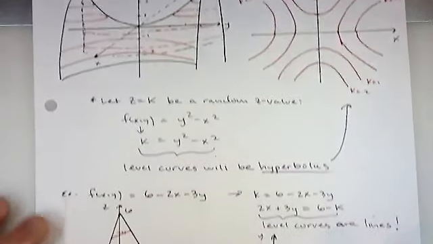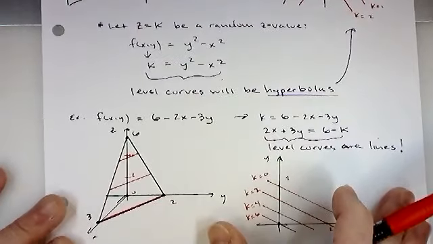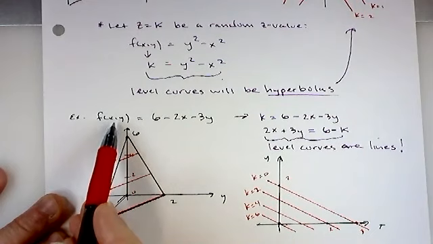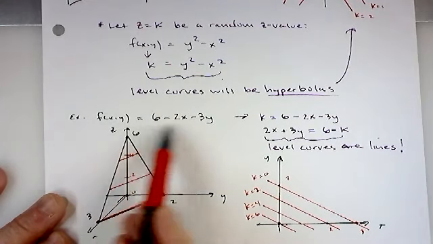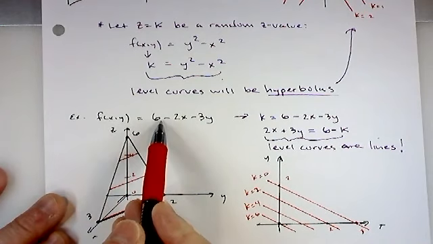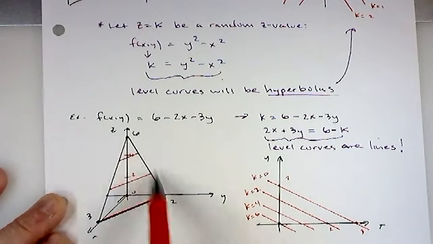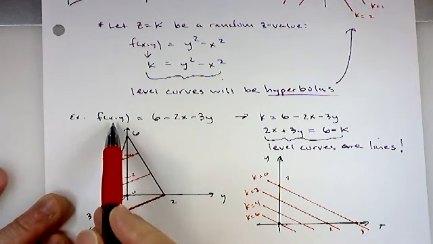Now you can do a contour plot for all kinds of shapes. If I look at a graph like this, it's actually just the graph of a plane, z equals 6 minus 2x minus 3y. We actually graphed that in our first video. I just rewrote the equation and solved for z.